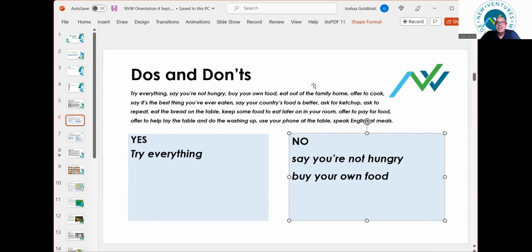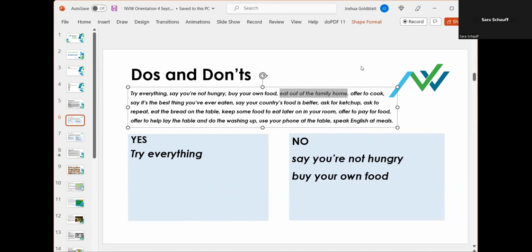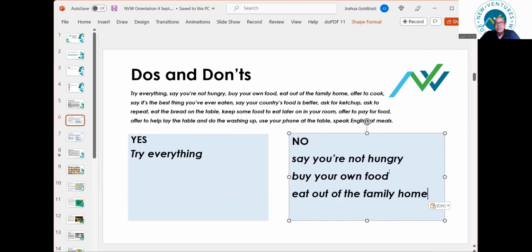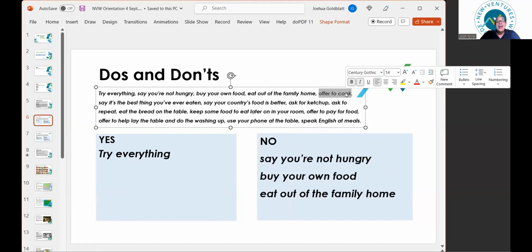Okay, Sarah, again, eat out of the family home. What do you think? I think it's okay if you tell them. It could be a situation where you go out with friends and then you eat outside, but you shouldn't do this too often. Absolutely. So yes, you can, but it's not a great idea. They'll think you are suffering. Spanish families cook pretty good food, but not all of them. You know, I hope you all get a good family.